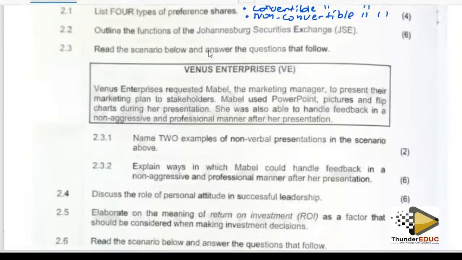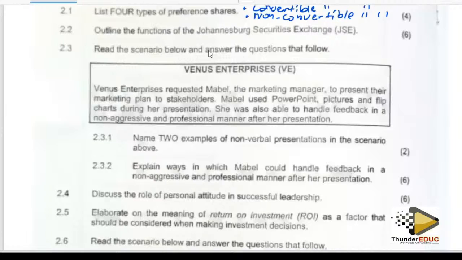And 2.2 wants you to outline the functions of the Johannesburg Securities Exchange. Remember, grade 12, I always tell you that whenever you are faced with any set of questions, check the action verbs, and you must know what the action verb expects you to do. Like now, when the question says outline, you must know what is expected of you. Sometimes, if you don't pay attention to the action verb, you end up listing when you are not supposed to list, or stating when you are not supposed to state, or describing when you are not supposed to describe, or explaining when you are not supposed to explain.